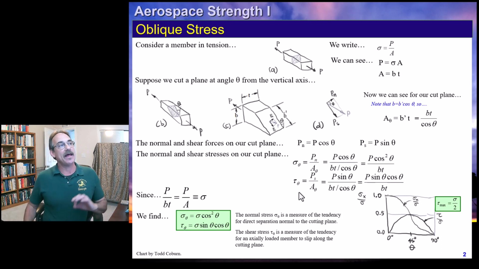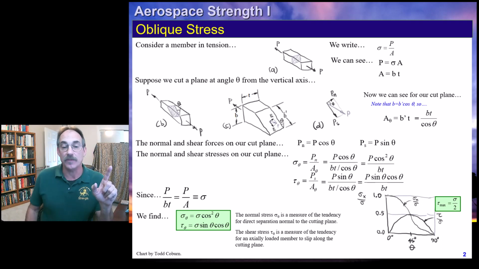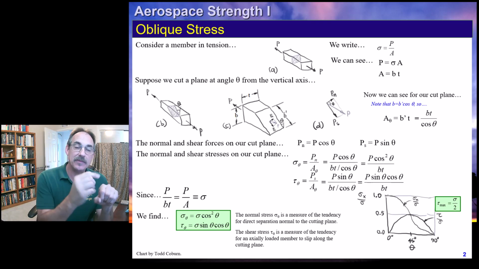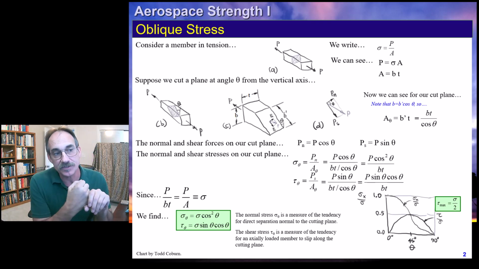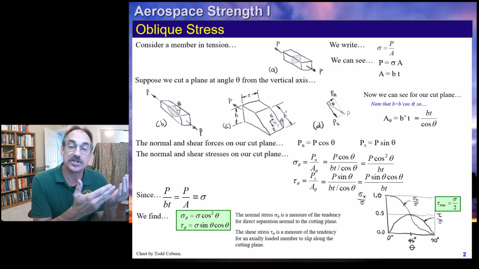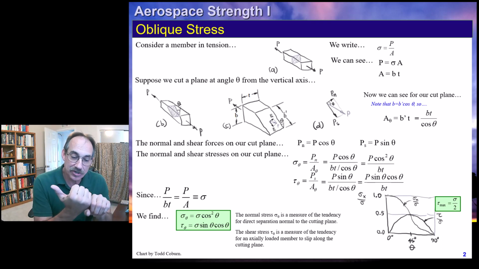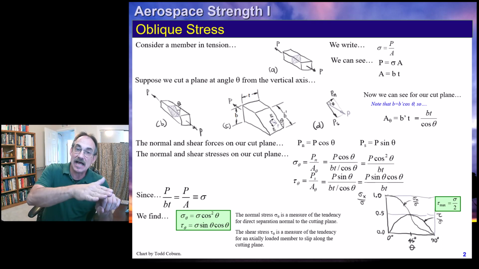And this little method of evaluating oblique stresses is useful for a uniaxial load. Notice we have a member with a single force, and this can be used for those kinds of problems. We also see from this little graph on the lower right that our maximum shear stress is half the normal stress. This is finding the maximum shear stress for a different cut.